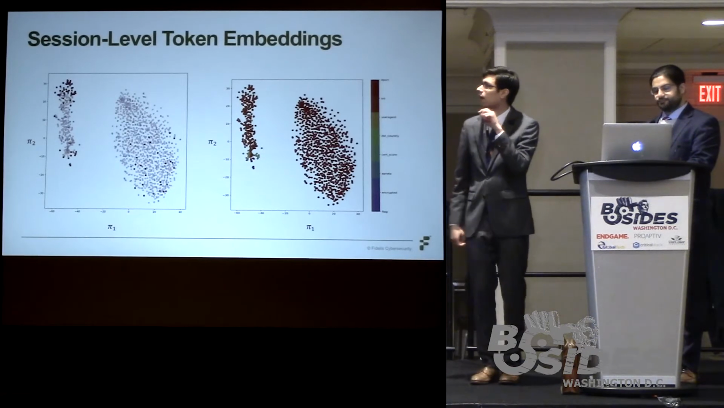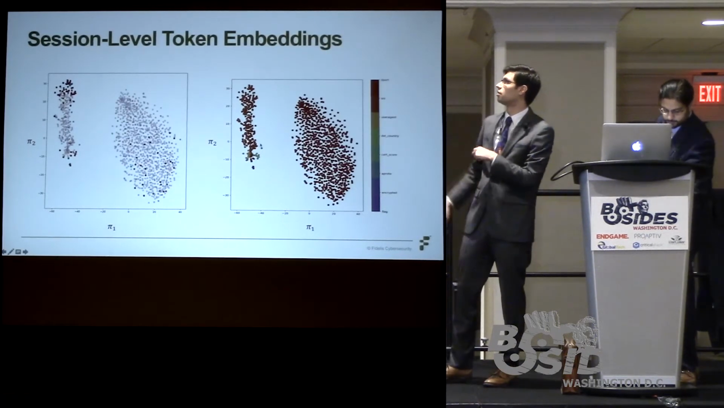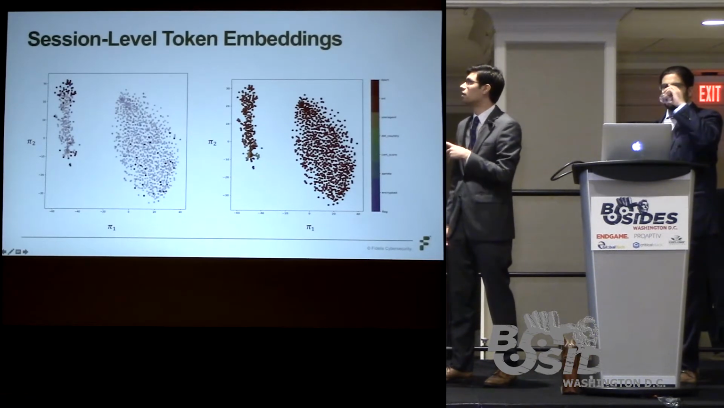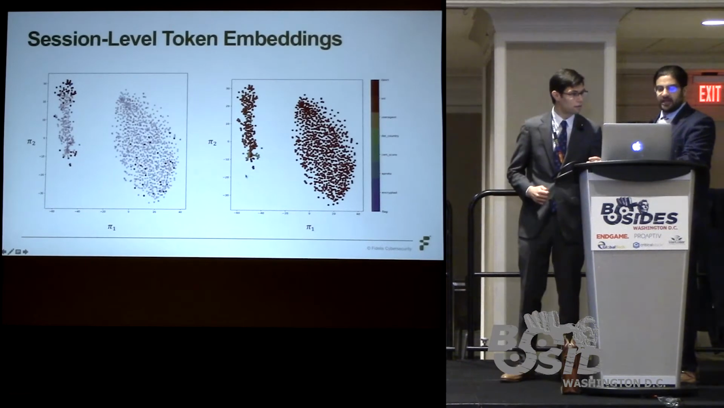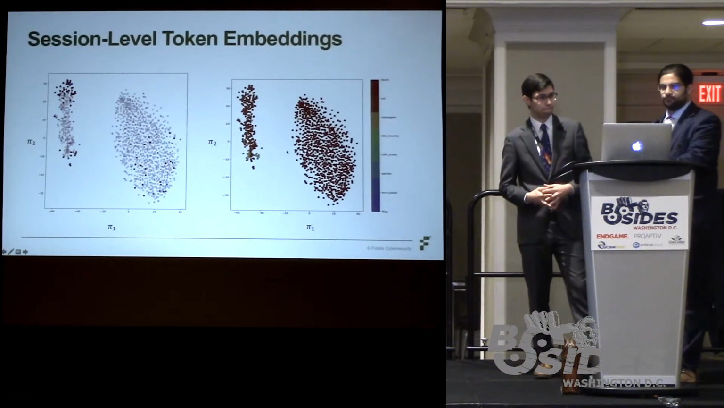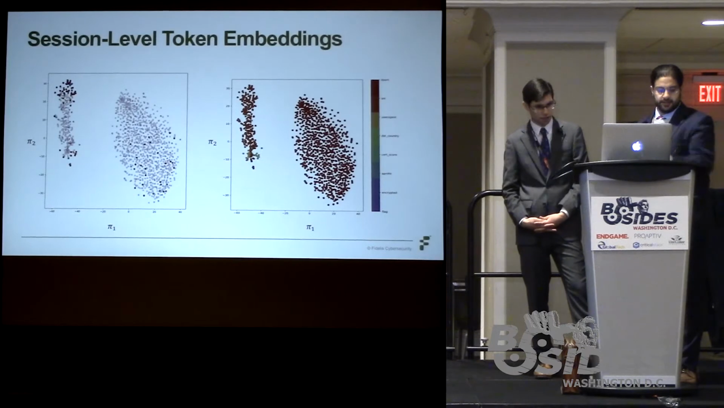But if we look at the figure on the left, again, the D ports are very muddled. There's some benign, some malicious, it looks like. The main point here is that in the session level tokens, you can see we got quite a bit more structure in terms of the semantic.